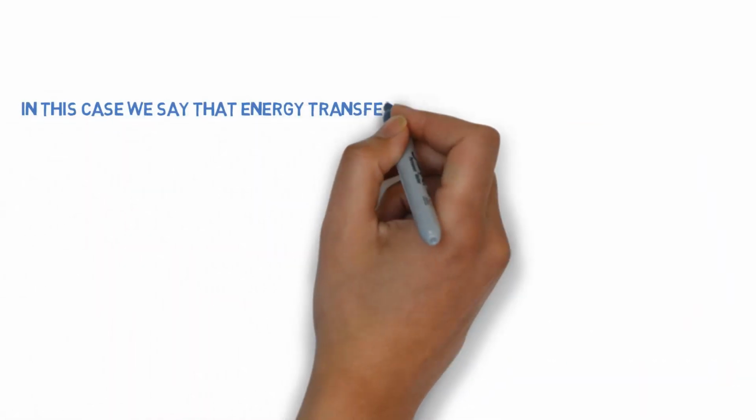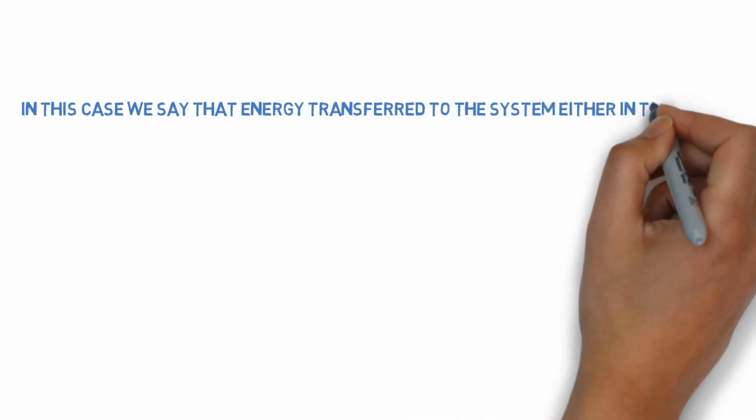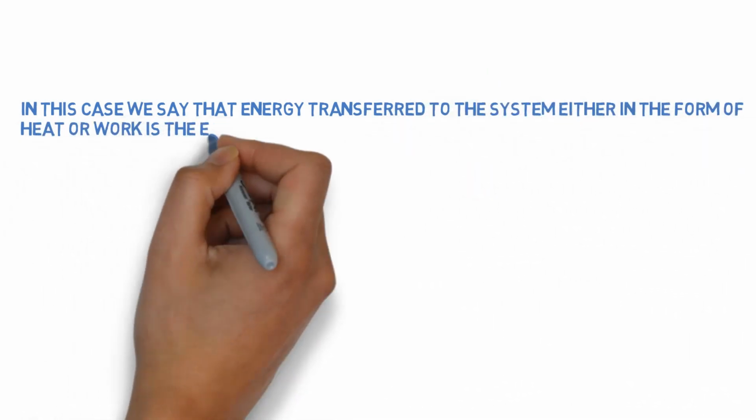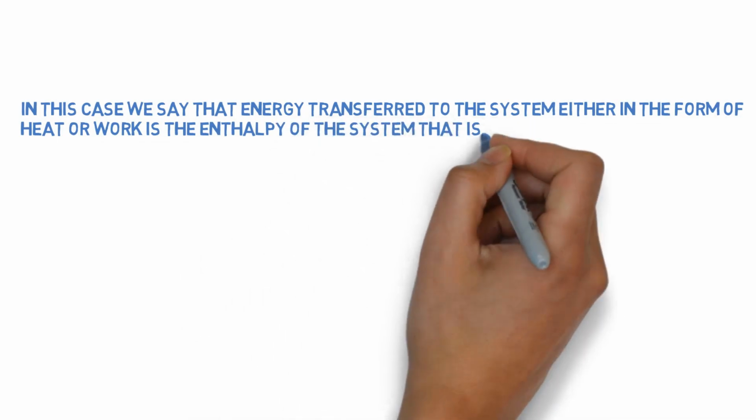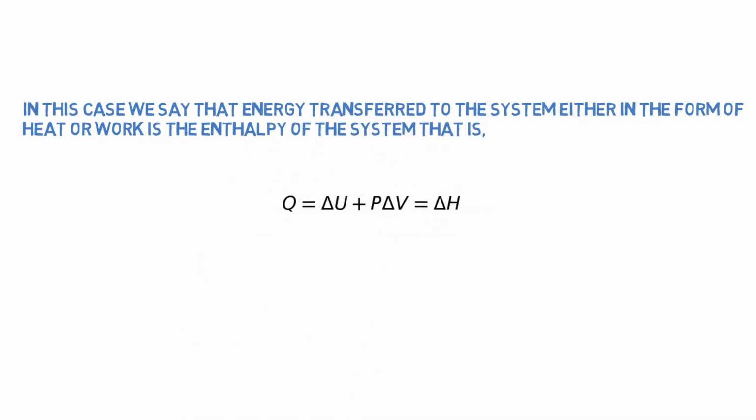In this case, we say that the energy transferred to the system, either in the form of heat or work, is the enthalpy of the system, that is, Q is delta U plus P delta V, that is, delta H.